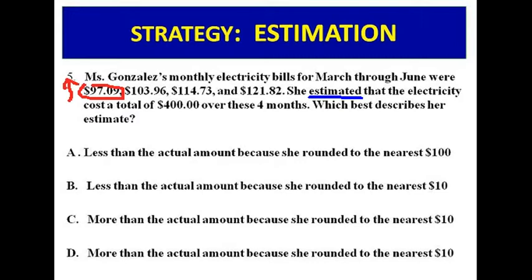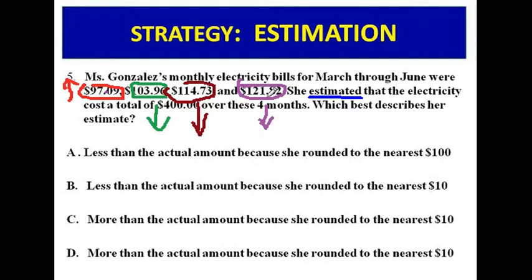The $103.96, she rounded that down to 100. The $114.73, she also had to round that one down to 100. The $121.82, she also rounded that one down to 100. So there was only one that she rounded up by about $3, and all of the others were rounded down.